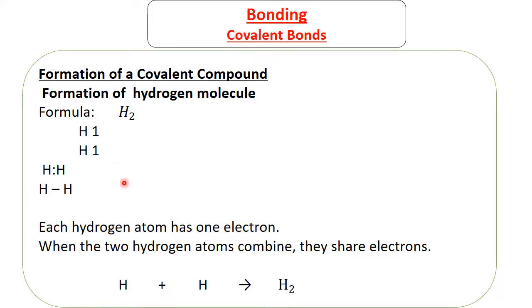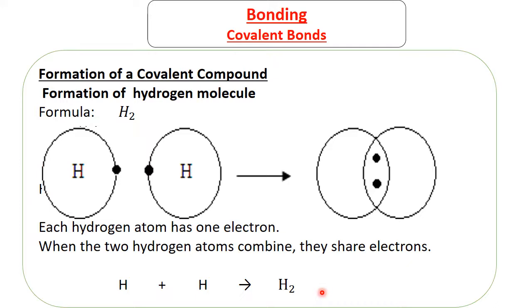So here is a balanced chemical equation of how this molecule is formed. Hydrogen plus hydrogen forms hydrogen molecule. So a visual representation of what happens is like this. So there are two important things I want you to note here.